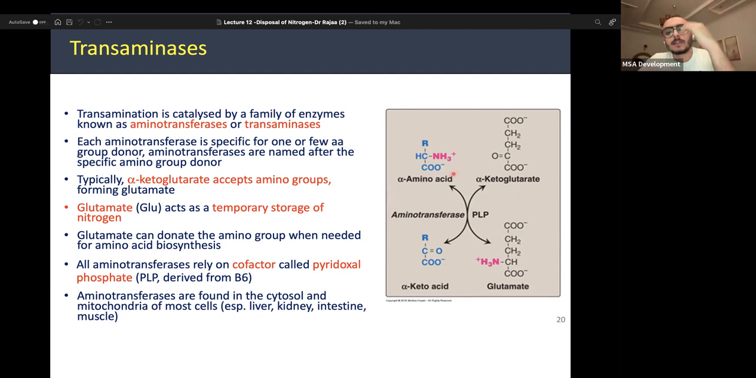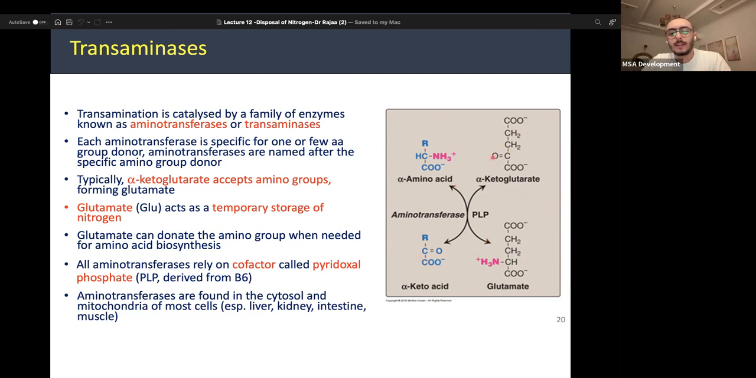Alpha amino acid, I will explain this again just to make sure that it's very clear. This is the alpha amino acid. This is the alpha ketoglutarate. The enzyme will come, which is called aminotransferase or transaminase. It will form glutamate and an alpha keto acid. Glutamate is the carrier of the amino group that is toxic to your body and that your body needs to get rid of. The alpha keto acid is the form that your body can deal with for energy. Fair enough? I think this is clear.